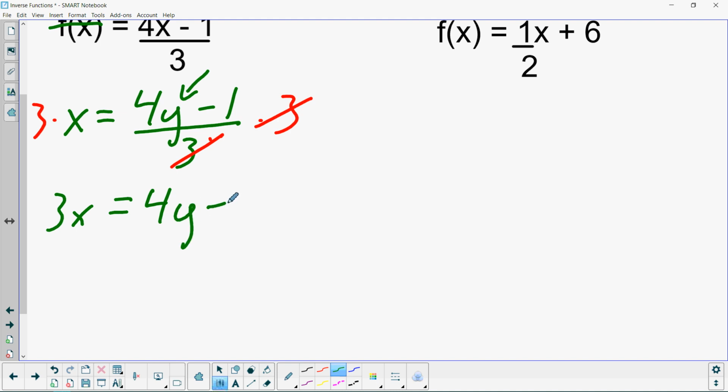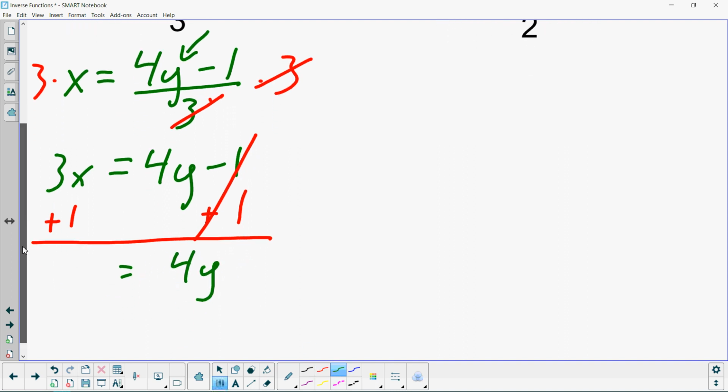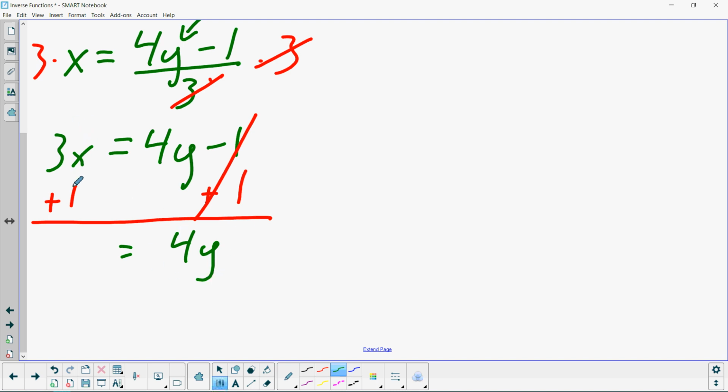Now we need to still get the y by itself, so we're going to subtract the 1 over. I'm sorry, I'm being lazy. We need to do the opposite. So because it's minus 1, we're going to add 1 to both sides. There we go. So negative 1 and plus 1 cancel. Those go away. So we just have 4y on the right, and on the left here, 3x plus 1. Because this has an x and this doesn't, they're not like terms. So they need to stay separate. So it's just going to be 3x plus 1.